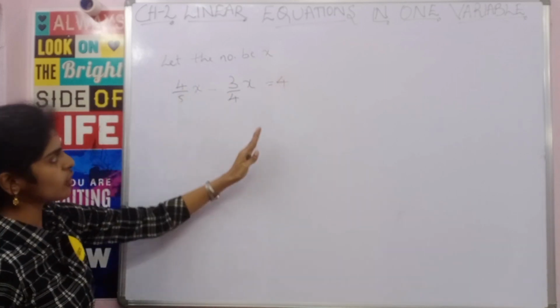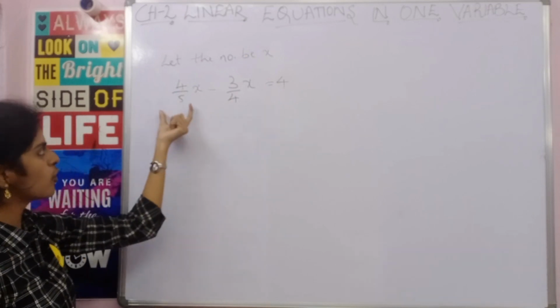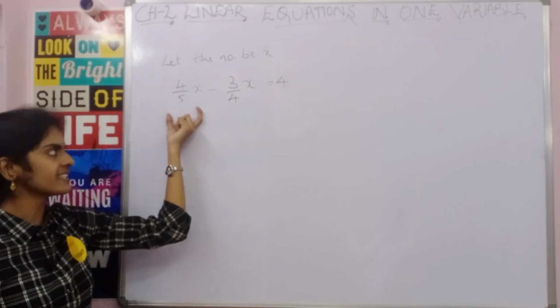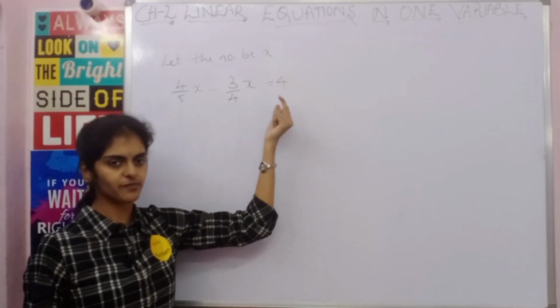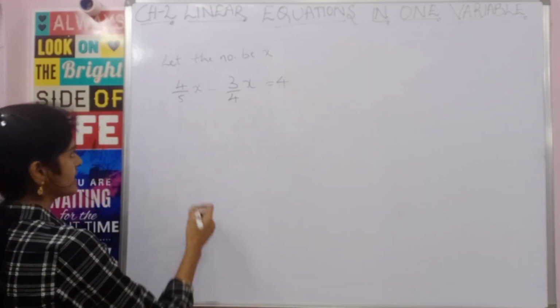So now we have to solve to get the number. Clear? So I hope this condition is clear for you. 4/5 of the number is greater than 3/4 of the number by 4, which means when you subtract these two, you will get 4 as the answer. Okay, so now let us solve.